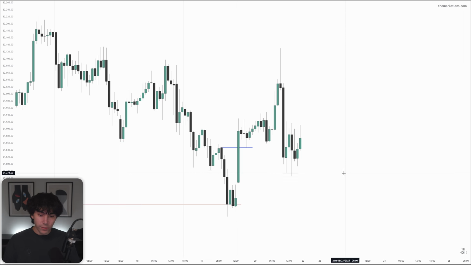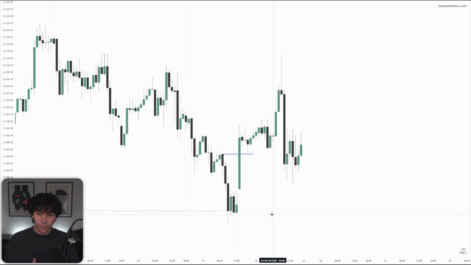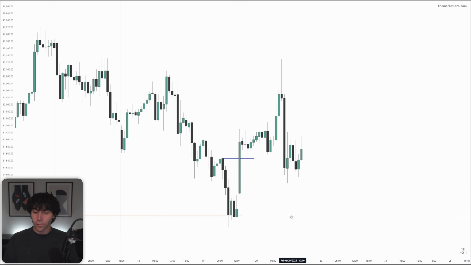You can call it a change in state of delivery. This here, once we get that close, I am confirming the manipulation of this relevant low on the daily time frame. I'm getting a close above to know that this low should not be returned back to. I know that we're already in that continuation. This intraday low does not need to be returned back to.